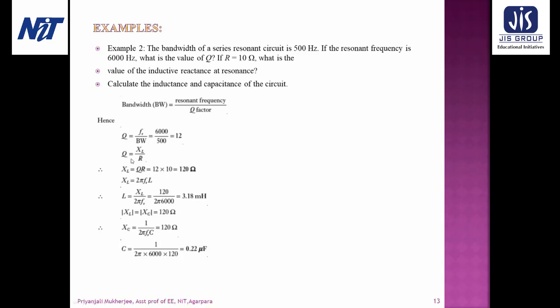So the Q factor of the circuit is 12, and the value of inductive reactance, that is XL, is equal to 2 pi FL and equal to Q into R. So equating these two, we can find out the value of L, that is 3.18 millihenry.